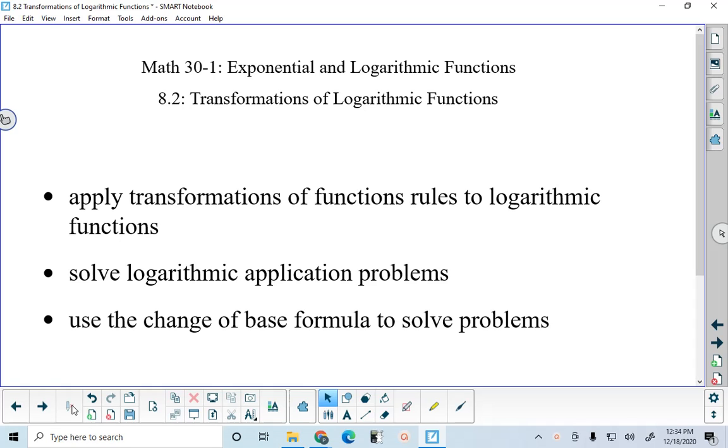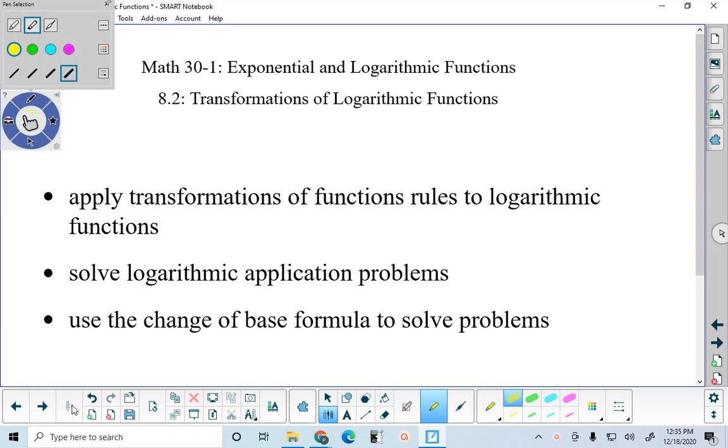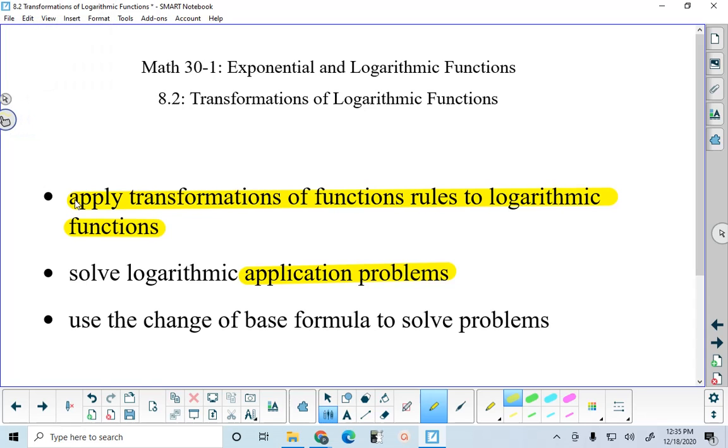We're also going to be doing a second thing. So this is a lesson that's got three little mini things within it. We're going to be looking at transformations of logarithmic functions. We're going to be doing more application problems, but these ones will be logarithmic in nature. And then we're going to be looking at something called the change of base formula, which will allow you on your calculator to calculate any logarithmic value, even though it's not base 10.